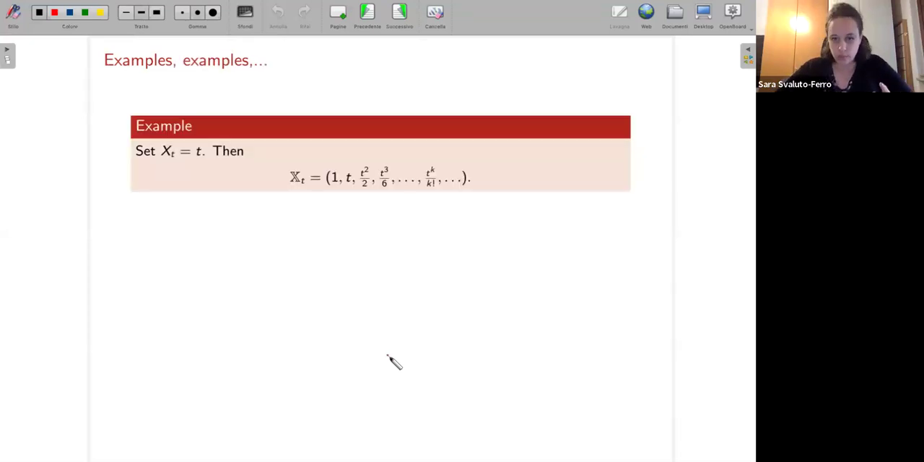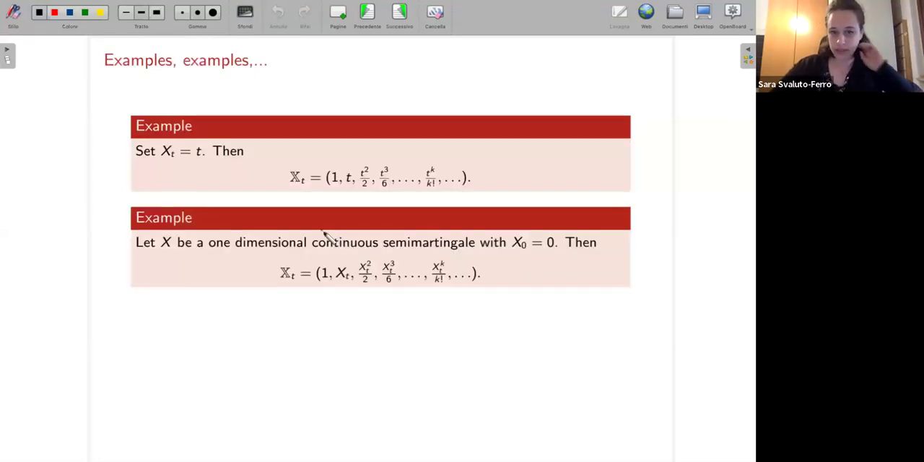Some examples to see what we have. If xt is just t, the identity, then it's one-dimensional, we get the Taylor basis. Okay, all the Taylor basis. This is a process that depends on t. For every t, we have the sequence of all the Taylor bases in t. If X is a one-dimensional continuous semi-martingale with X0 equal to 0, we get exactly the same, just that instead of t, we have Xt.